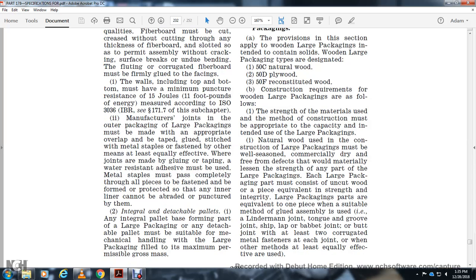Natural wood used in construction of the large packaging must be well seasoned and commercially dry, with no defects that would materially lessen the strength of any part of the large packaging. Each large packaging must be constructed of uncut bars and pieces, with the strength and integrity of equivalent pieces, suitably glued in assembly, with tongue and groove joints, lap joints, or butt joints, with at least two corrugated metal fasteners at each joint, or other methods at least equal in effect.